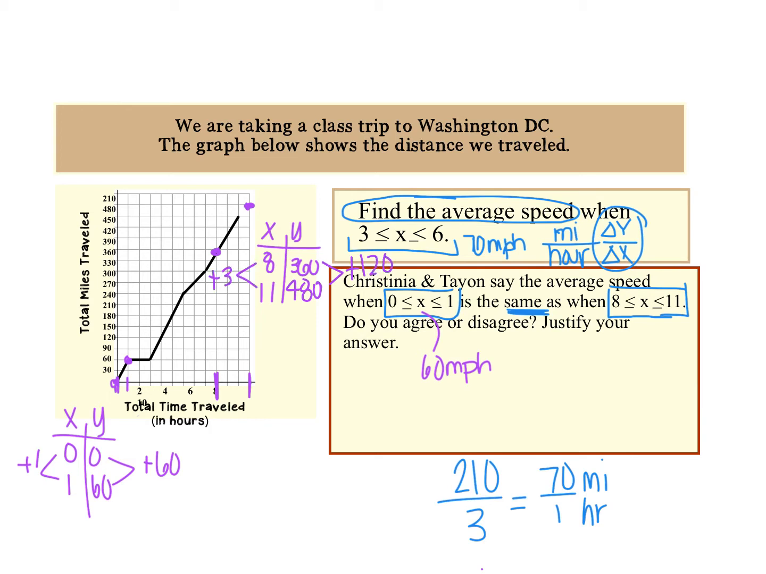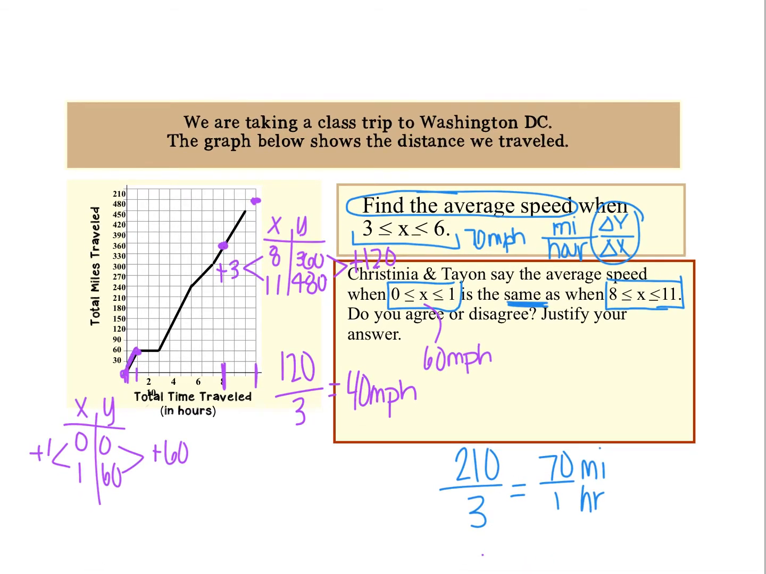So in this one, it's going to be 120 divided by 3, which gives me 40 miles per hour. So I can see that this line is a little bit steeper than this line right here. So they have to be the same steepness in order for them to be the same speed. So I disagree.